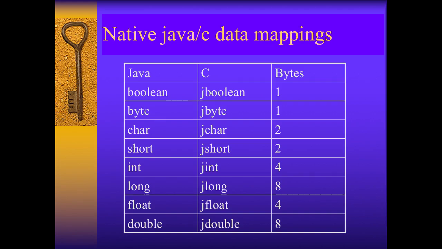So for C's counterpart, in any single one of the 8 different Java data types: boolean, byte, char, short, int, long, float, and double, we've got a corresponding jboolean, jbyte, jchar, jshort, jint, jlong, jfloat, and jdouble. And these things have a size which is relatively consistent with our idea of how big things should be within Java.